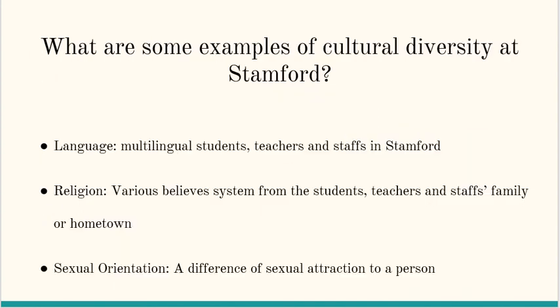So, what are some examples of cultural diversity at Stanford University? The first example would be the language barrier, since Stanford University has so many students, staff, and teachers who come from different parts of the world with different local languages. The second would be religion. Of course, there are various religions and belief systems that people at Stanford University hold, and they are different from each other. And the third one would be sexual orientation, which is a difference in sexual attraction to a person of another gender or of the same gender.